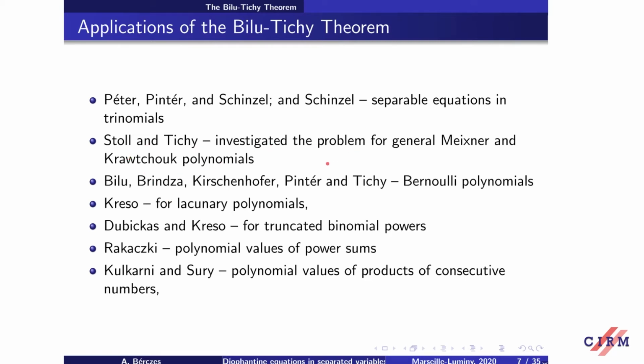Stoll investigated the problem for general Meixner and Kravchuk polynomials. Bilu, Brindza, Kirschenhofer, Pintér, and Tichy used it for Bernoulli polynomials. Kreso for lacunary polynomials, Dubickas and Kreso for truncated binomial powers, Rakaczki for polynomial values of power sums, and Kulkarni and Sury for polynomial values of products of consecutive numbers.